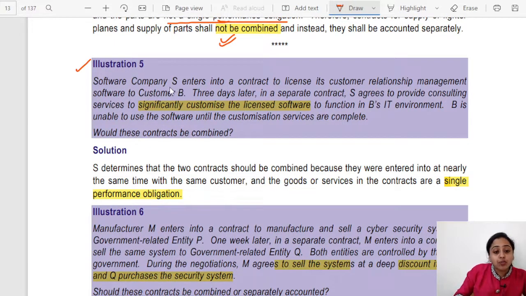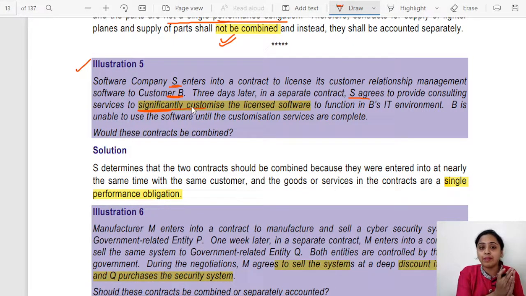Software company S enters into a contract to license its customer relationship management software to customer B. 3 days later, in a separate contract, S agrees to provide consulting services to significantly customize, a very important point. Okay, any services which come along with the main product. And if it is significantly impacting the product, then it is considered as one contract.